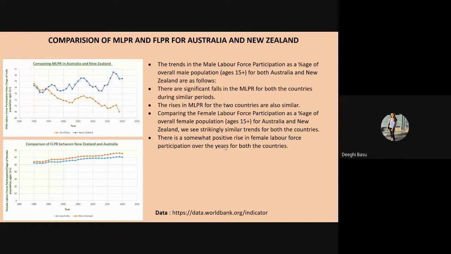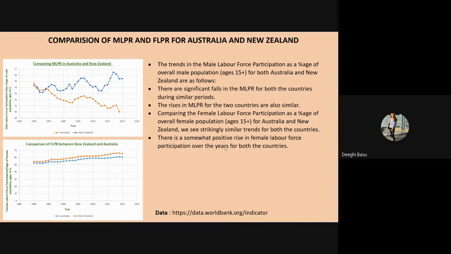So we begin with our comparison. In the first graph, we have a comparison between the MLPR and FLPR for Australia and between MLPR for both Australia and New Zealand. We see that the male labor force participation for both Australia and New Zealand follow more or less similar trends. And there are significant falls in the MLPR during the years 1992 to 1993, in the year 2003, and then again in the years 2013 and 2019.